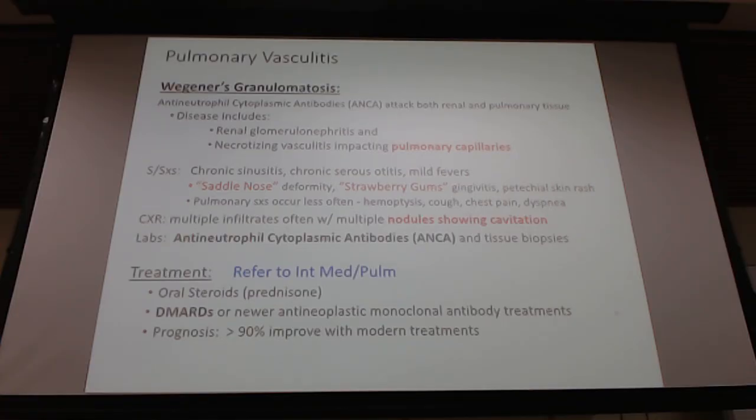It can also affect the renal vasculature, and it causes necrotizing changes. So does this make sense? Hemoptysis, right? So it makes sense because it causes necrotic changes to the vasculature. Signs and symptoms, right? So again, it's a systemic disease that attacks the renal and pulmonary tissues and other ones. So chronic sinusitis, otitis, mild fevers. You can get this saddle nose or strawberry gums. These are buzzwords. I'll show you what those look like.